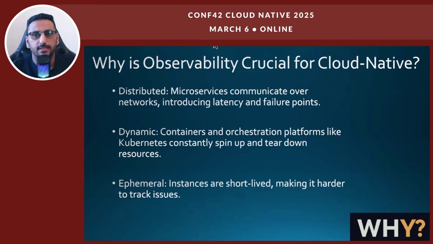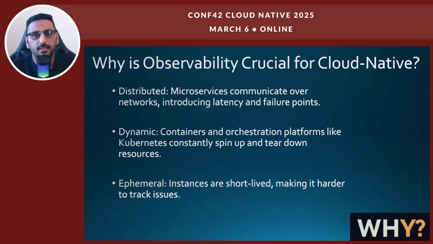Now, let's see, why is observability crucial for cloud native? Cloud native applications are inherently complex. They are distributed, like microservices. They have a lot of microservices, and those microservices communicate over the network, which introduces latency. And then there are a lot of failure points because of using the network for communication.